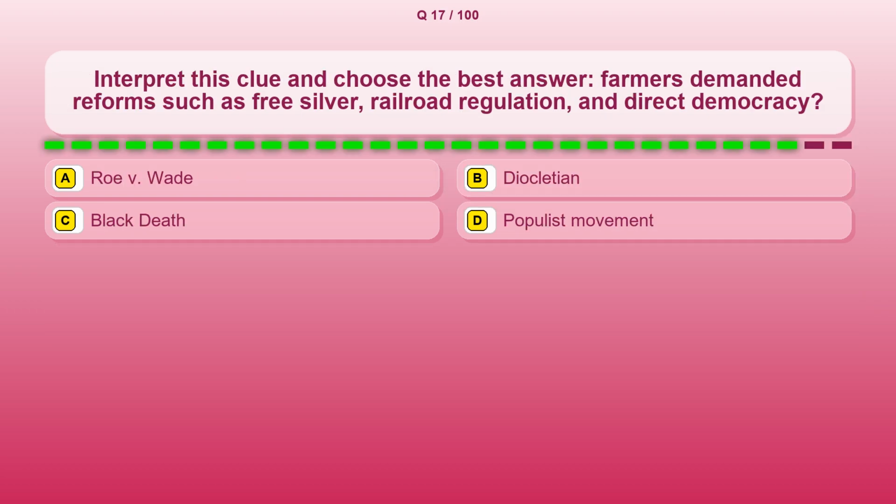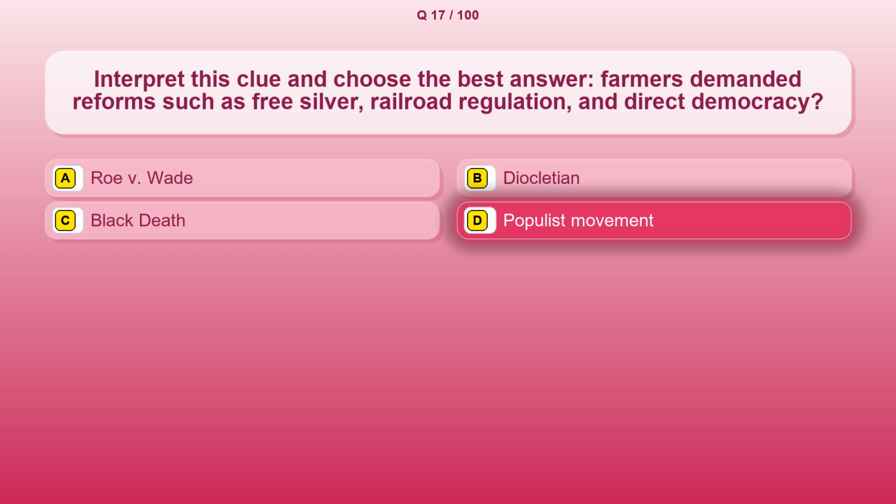Question 17. Interpret this clue and choose the best answer. Farmers demanded reforms such as free silver, railroad regulation, and direct democracy? Option A, Roe v. Wade. Option B, Diocletian. Option C, Black Death. Option D, populist movement.